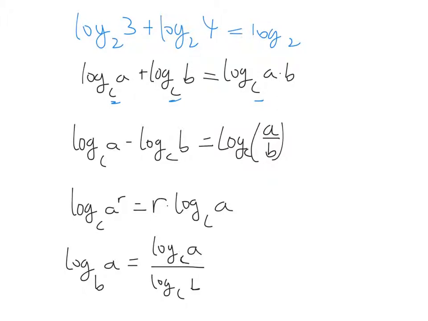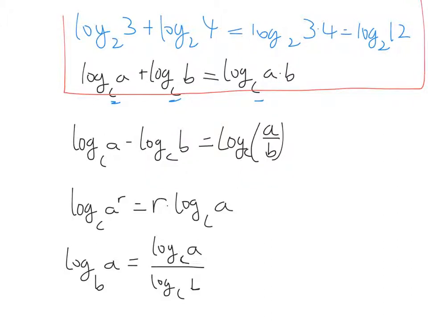And what do I do? Well, what you do is you multiply the numbers. So what you're going to get? You're going to get 3 times 4, the same thing, therefore, as log base 2 of 12. There you go. Here you have one example of using one of the laws of logarithms.